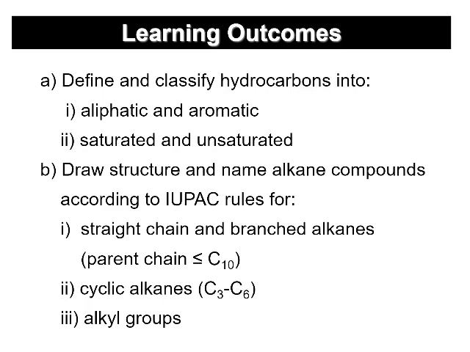For straight chain and branch alkane, parent chain number of carbon equal or less than 10. Second, cyclic alkane number of carbon 3 till carbon 6. And the last one is alkyl group.